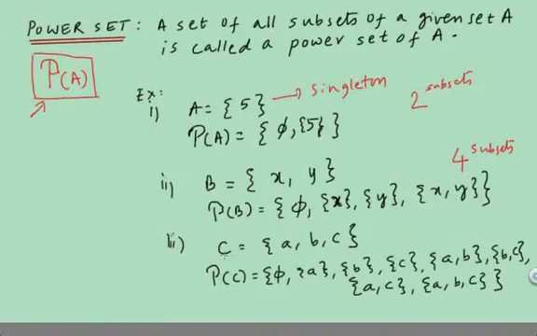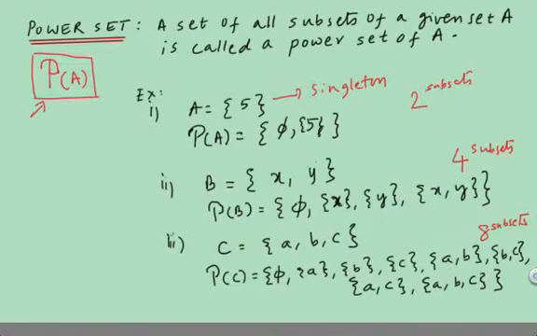Now let's take another example where we have 3 elements in the set: A, B, C. Again let's start with phi, which is the empty set, and then it can have just one element: A, B, C. We can have a combination of two elements, which are A and B, B and C, A and C, and again at the end the set itself, which is A, B, C. If you count here, we will have 8 subsets. The power set of C is a set of 8 subsets of the set C.